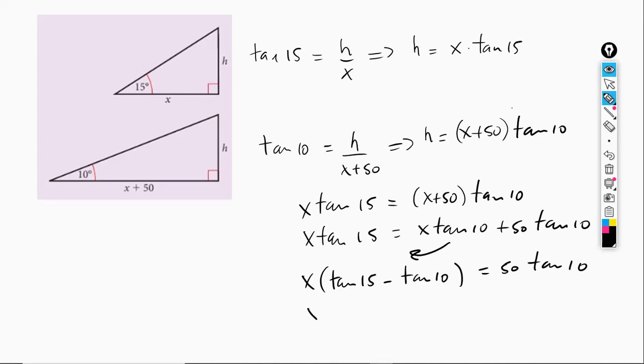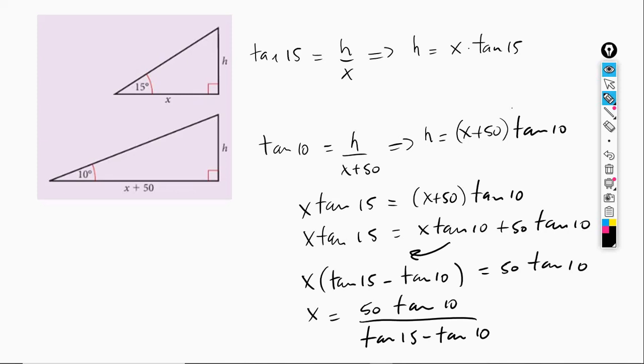So then we have that x is equal to 50 tangent of 10 divided by (tangent of 15 minus tangent of 10). So this is x, and I'm going to leave it like that. I won't change it until the end when I want to round.